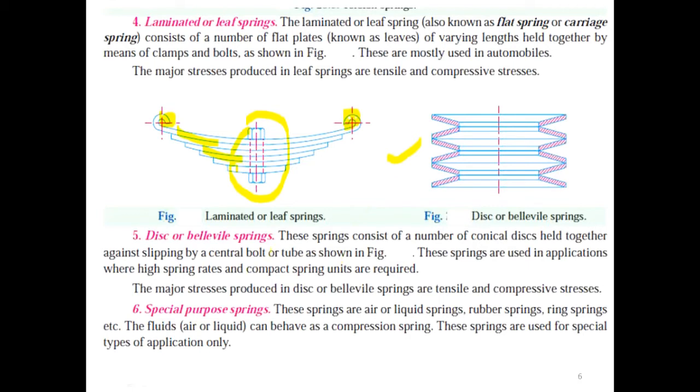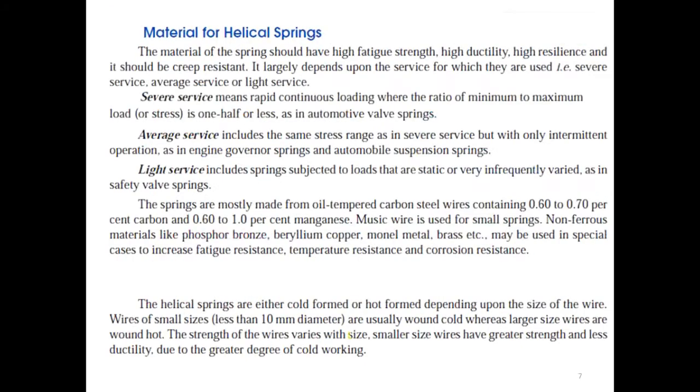Then there are also special purpose springs. These springs are air or liquid springs, rubber springs, ring springs, etc. The fluid, either air or liquid, can behave as a compression spring. These springs are used for special types of applications.